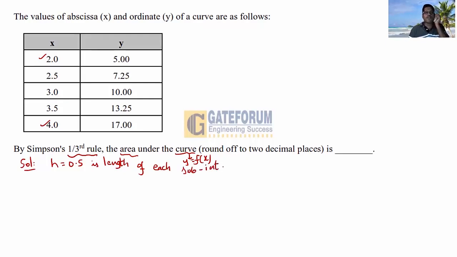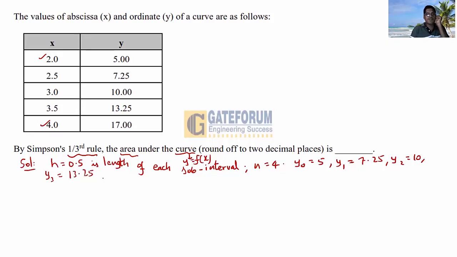For 5 data points given, 5 x values, the n value is nothing but 5 minus 1, 4, that is, n is equal to 4. Now, y0 is 5. I can write 5.00 as 5. Similarly, y1 is 7.25, y2 is 10, y3 is 13.25, y4 is 17.